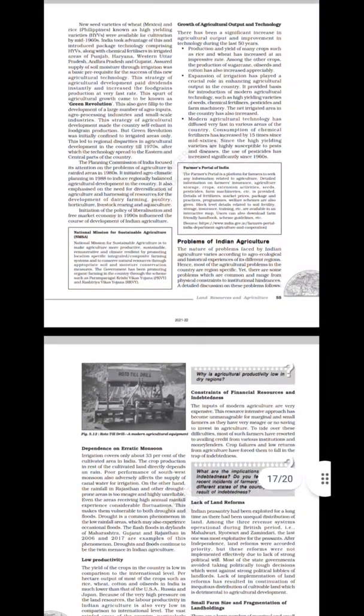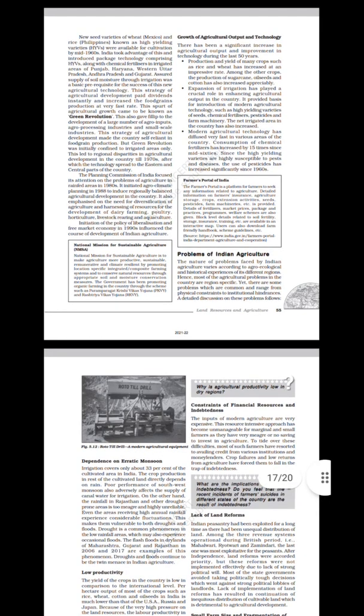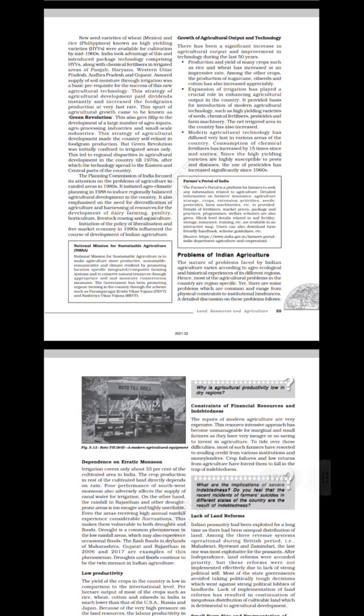Growth of agriculture output and technology. There has been a significant increase in agriculture output and improvement in technology during the last 50 years. Production and yield of many crops such as rice and wheat has increased at an impressive rate. Among the other crops, the production of sugarcane, oilseeds, and cotton has also increased appreciably. Expansion of irrigation has played a crucial role in enhancing agriculture output in the country.